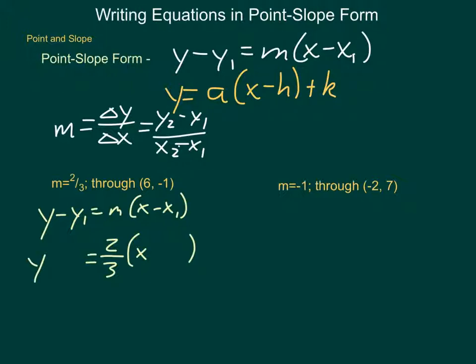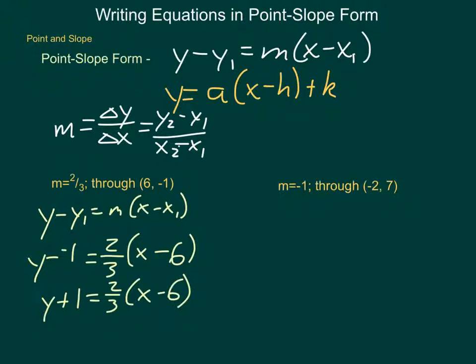I need to subtract my x portion of my point, and that is 6, so I have x minus 6 in the parentheses. And then I have y minus the y part of the point, and that's negative 1. So I'd have minus a negative 1. If I simplify this, I get y plus 1 equals 2/3 times (x minus 6). How can we do that with this other one?